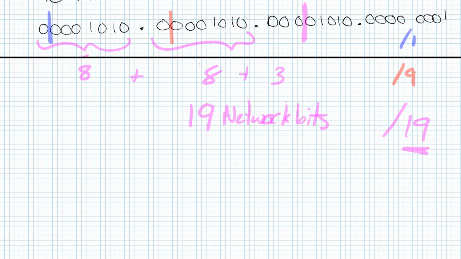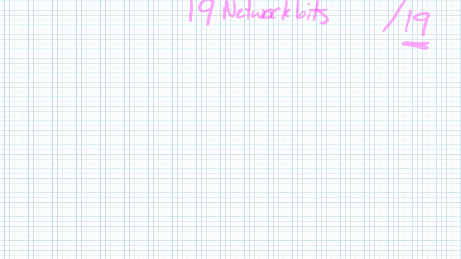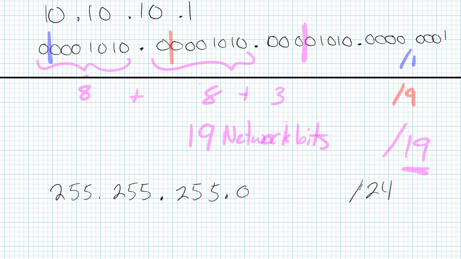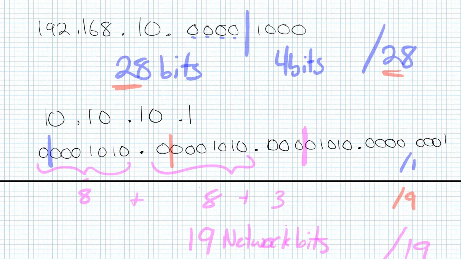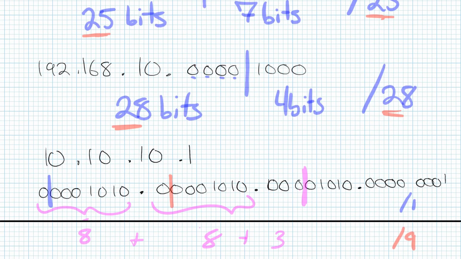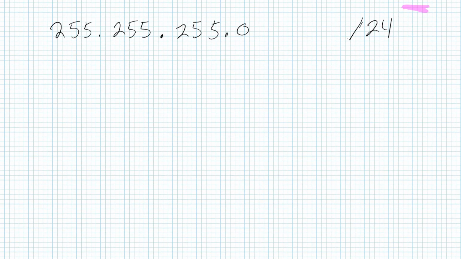Now, the way you've normally seen networks written up to this point has been through subnet masks. So something like 255.255.255.0. Now that's the equivalent of a /24 network. You've likely heard me say that before, but we're going to look at how you actually find out that's the equivalent of a /24 network. So let's go back to our 192.168.10.8 network that we had before.